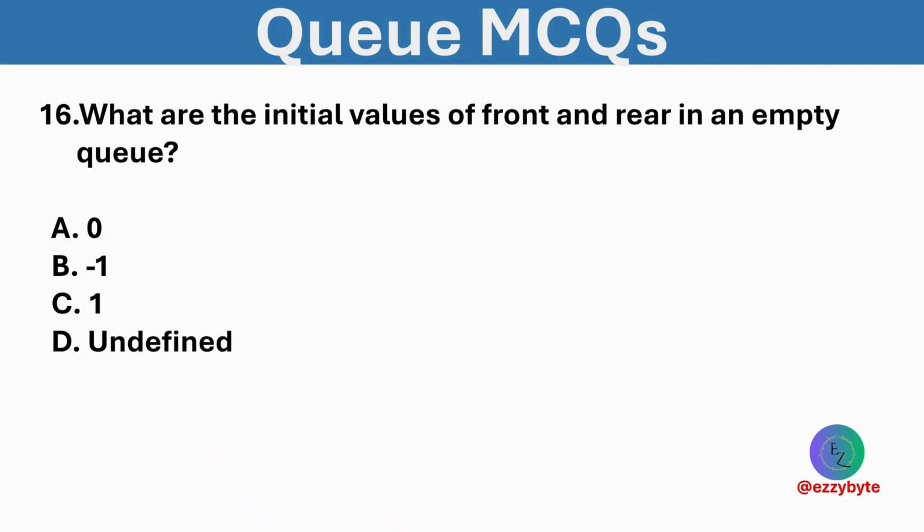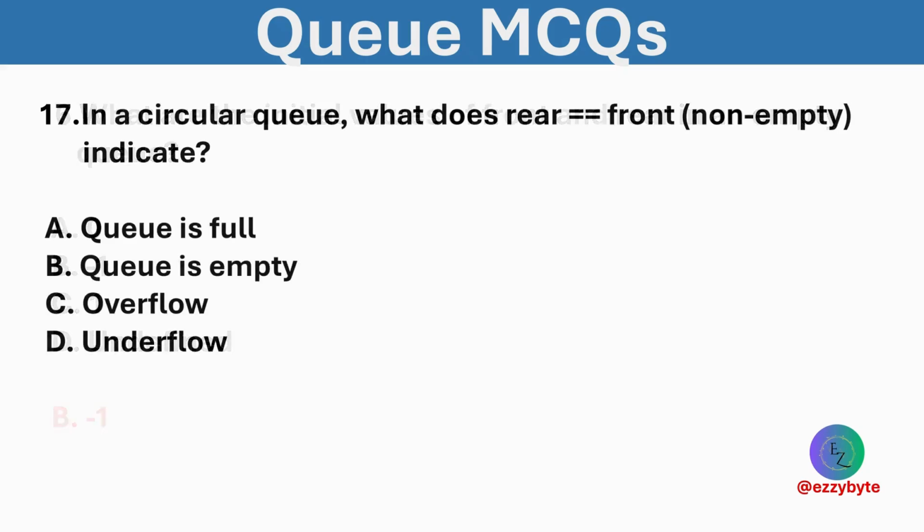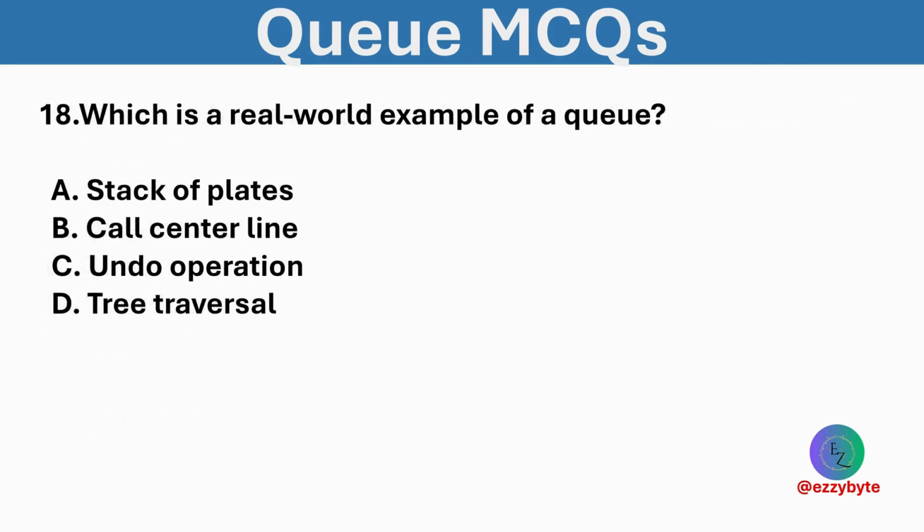What are the initial values of front and rear in an empty queue? Options are 0, -1, 1, and undefined. Option B is correct. In an empty queue, front and rear are often initialized to -1. In a circular queue, what does rear equals front indicate? Options are queue is full, queue is empty, overflow, and underflow. Option A is correct. This condition signifies a full circular queue.